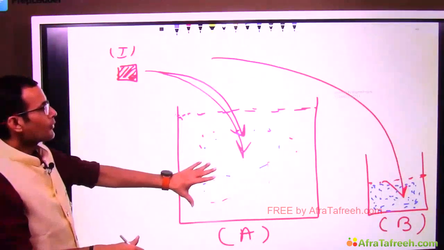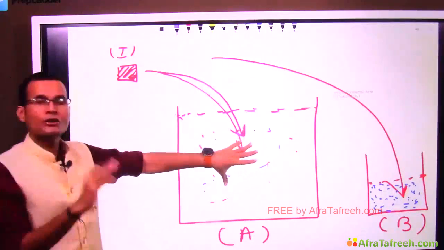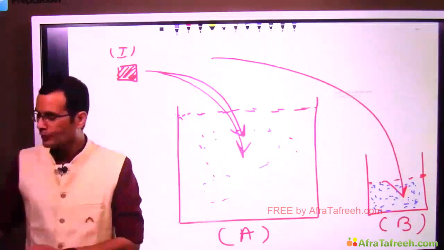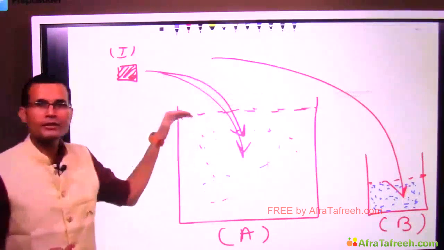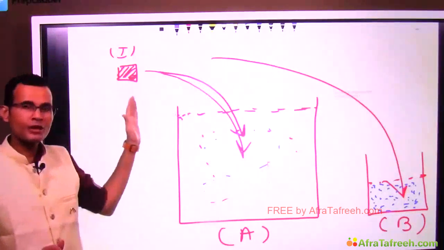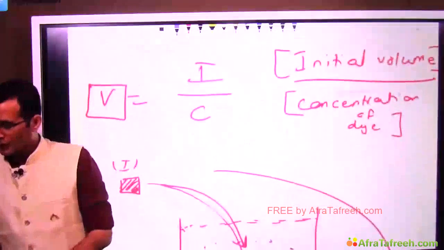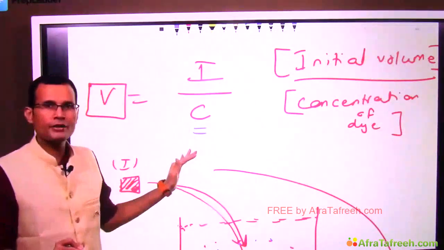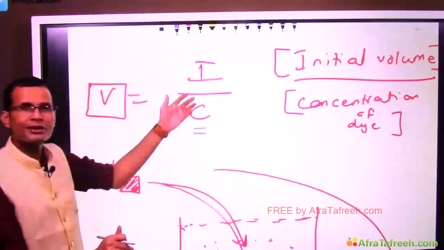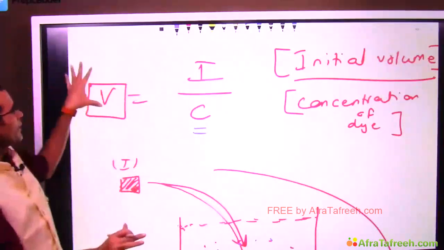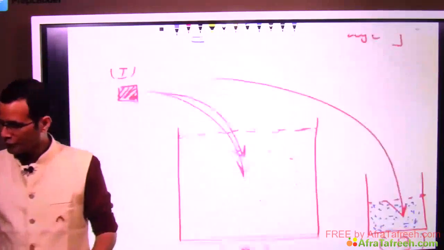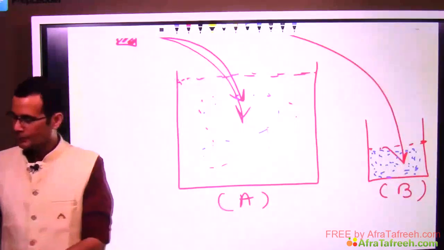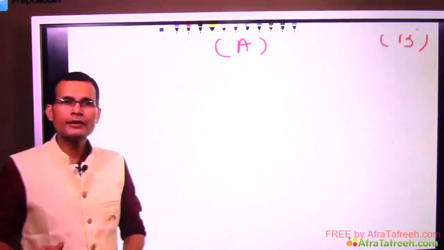And therefore, the less the concentration of the dye, the more will be the volume of that compartment. The volume of the compartment is large. So you see, C, the concentration of the dye, is in the denominator. The less the concentration, the smaller the denominator, which means the greater will be the volume of that compartment. We can see here from this example. So that is how we can calculate the volumes of the compartments.